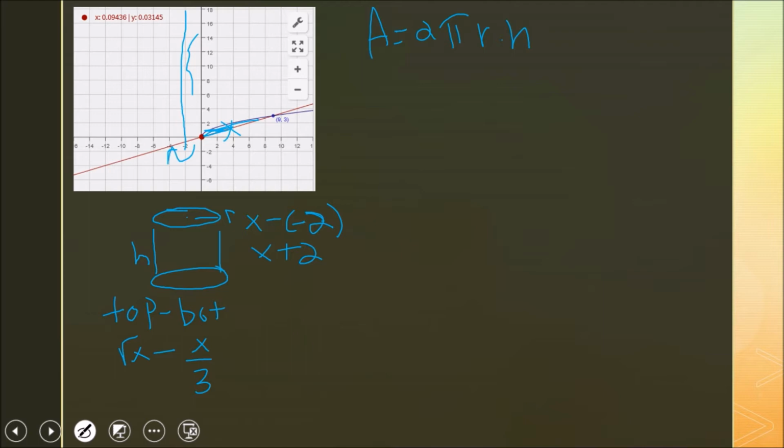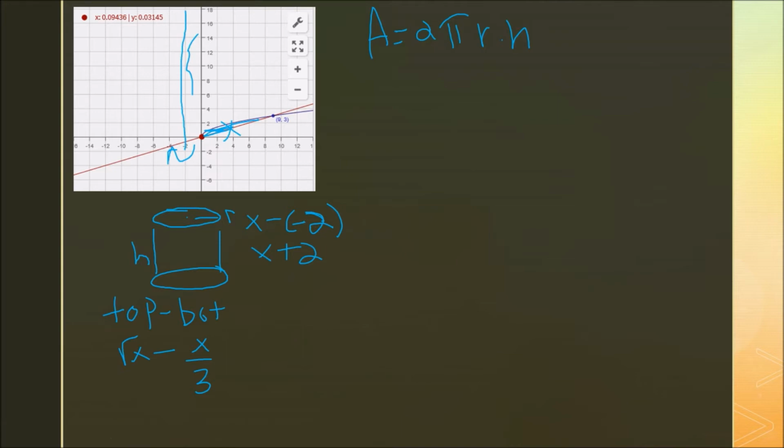However, we're not really ready to do this because we don't have the boundaries. Remember I said it has to be bounded from x equals a to x equals b. But you can easily do this in your calculator by finding the intersections, as I have already done right here. It's 0 and 9.